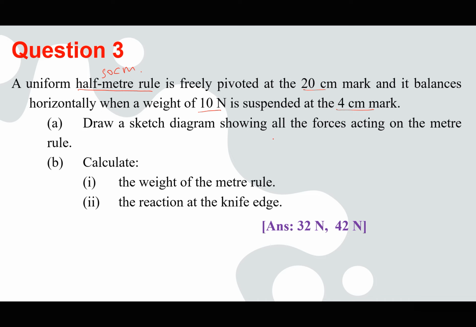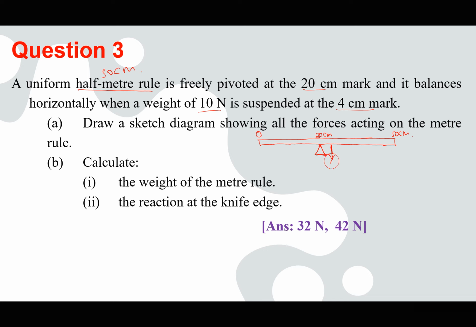So I'll sketch a half meter rule here, and it is pivoted. Let this be the 0 centimeter mark. Because a half meter rule is 50, let's say the 20 centimeter mark is somewhere here. This is the 50 centimeter mark. It balances horizontally. Because it's uniform, its weight is going to be at 25. So let's say 25 is just after 20.